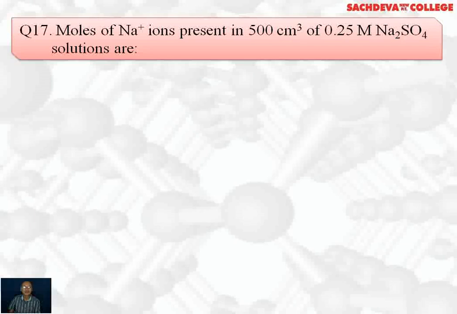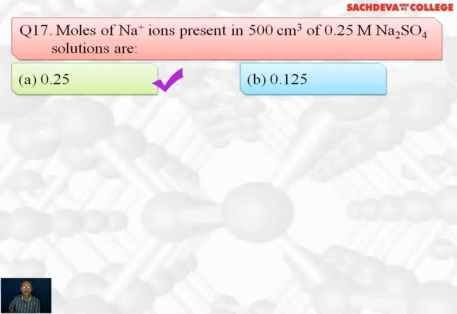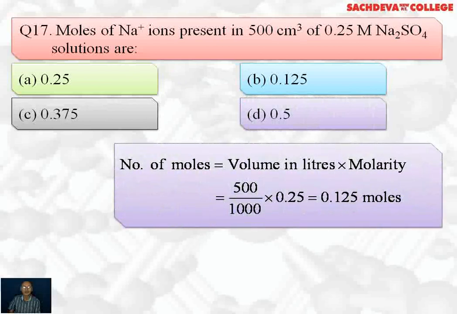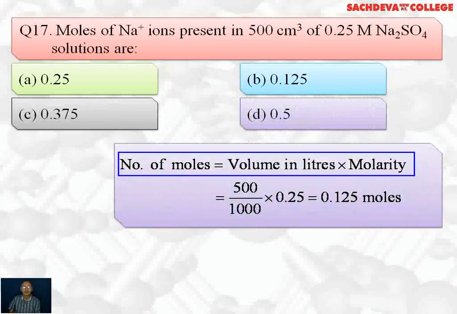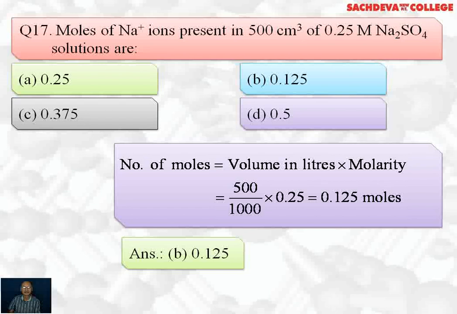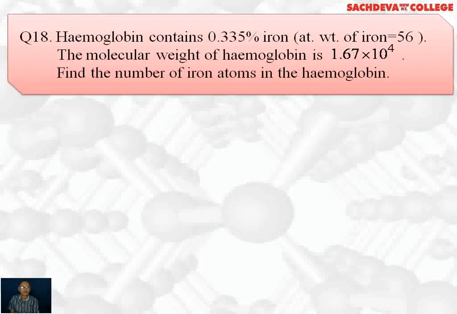Next question, we have to calculate number of moles of sodium ions present in 500 centimeter cube of 0.25 molar sodium sulfate solution. Options are 0.425, 0.125, 0.375 and 0.5. The solution is how to find out number of moles. Number of moles equal to volume in liters into molarity. We are given 500 centimeter cube. It will be divided by 1000. So we'll get volume in liters into molarity 0.25. Correct answer comes out to be 0.125 moles and that is the correct answer. So correct answer is B part. Let's take up next question.